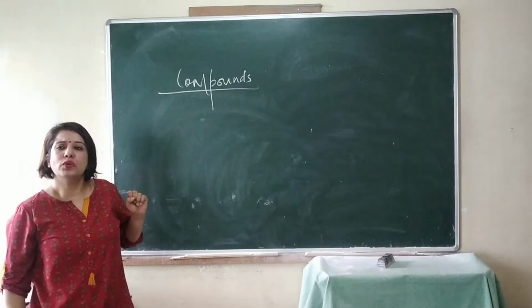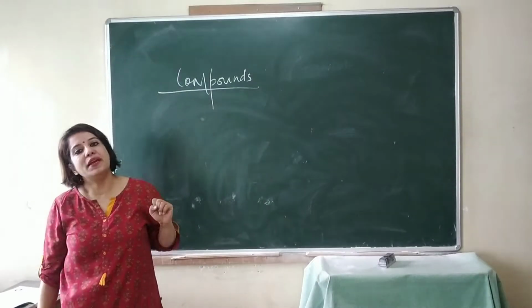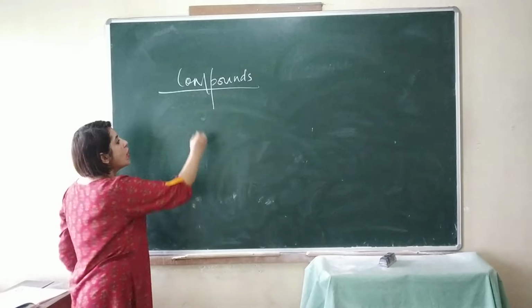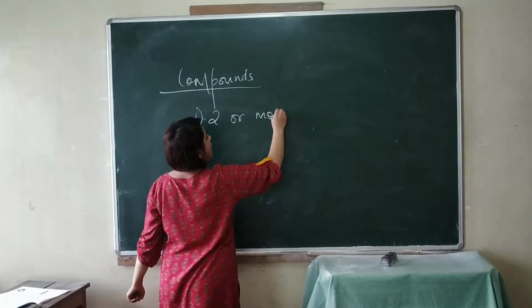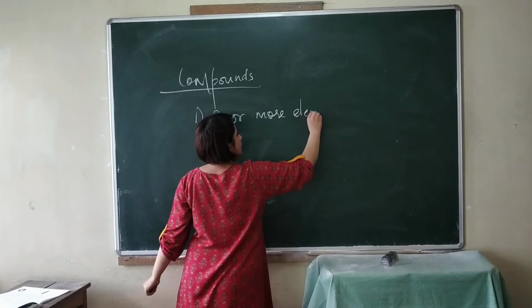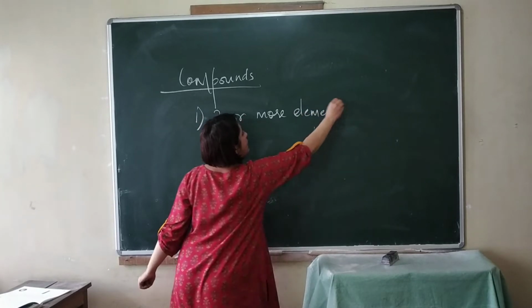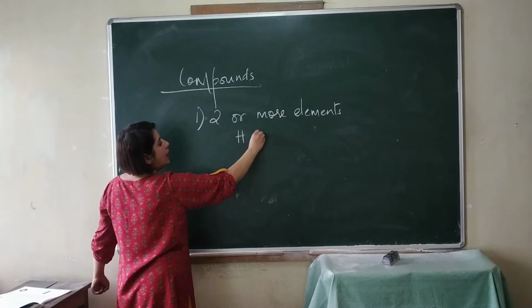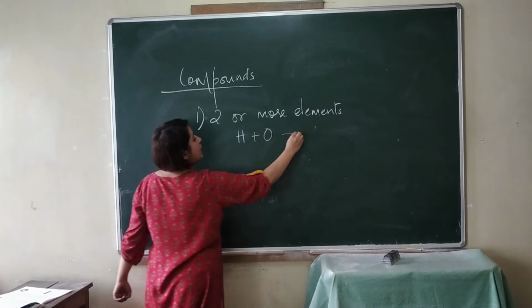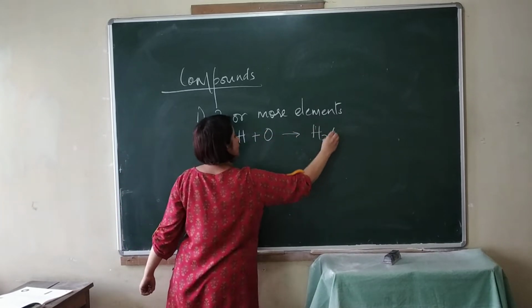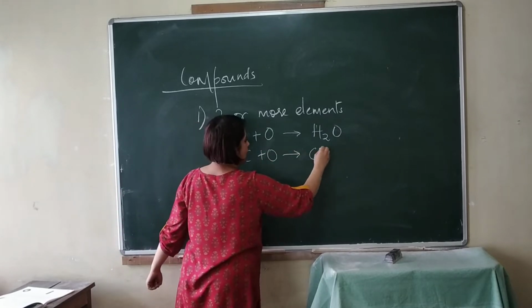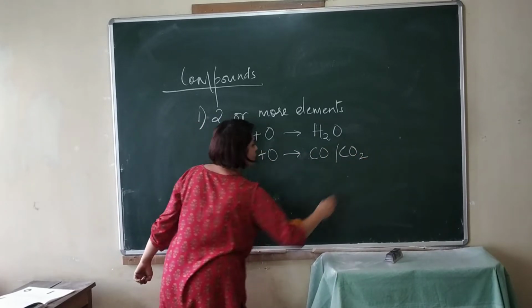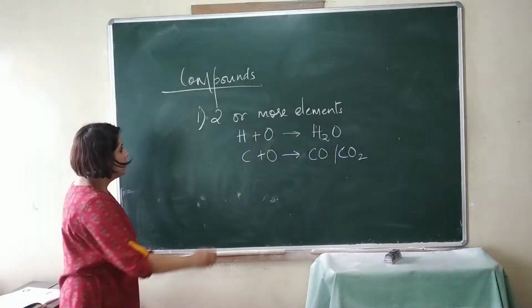Now, compounds are those substances which are made up of two or more elements. For example, hydrogen and oxygen combine to give you water. Carbon and oxygen combine to give you carbon monoxide, carbon dioxide. So these are all compounds.